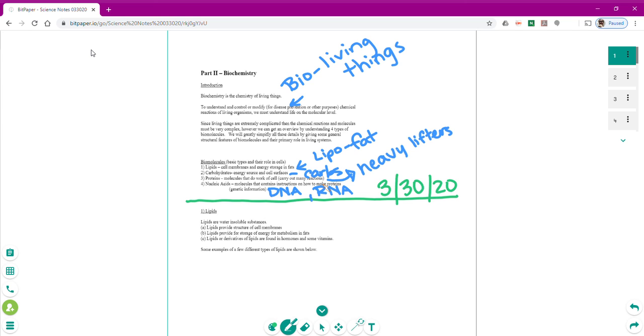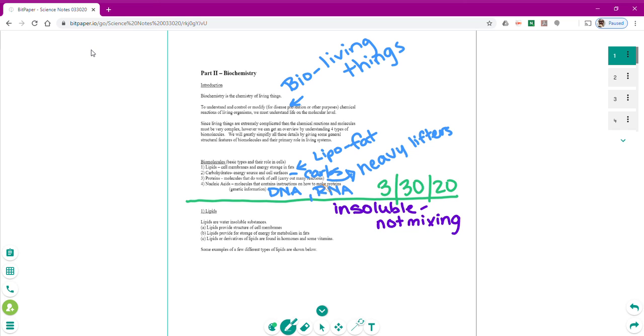Lipids are water insoluble substances. Okay, so we've talked about that before. What does that mean? Insoluble. Well, it means that they're not mixing, right? It's not going to dissolve. It's not going to spread out into solution. It's just not going to do it.